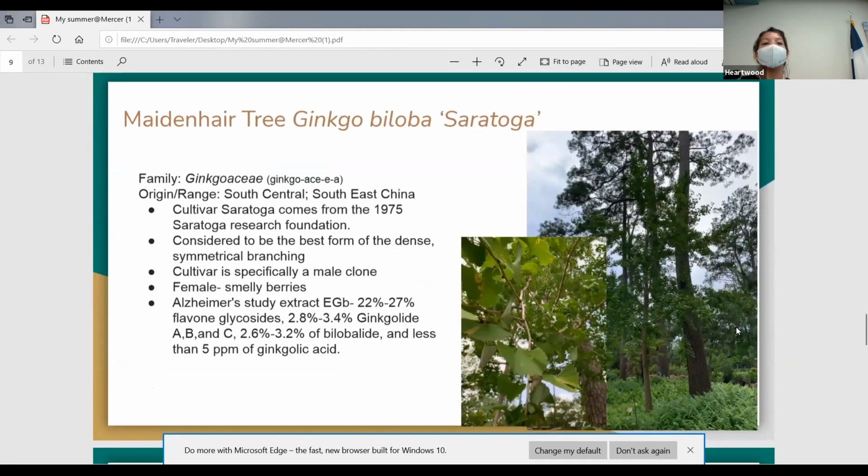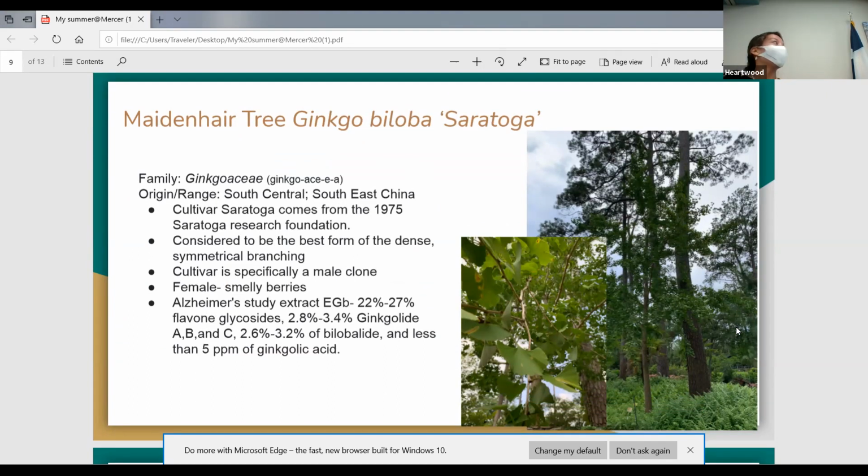Next, we have the maidenhair tree. Some may know it as the ginkgo biloba tree. It is a member of the Ginkgoaceae family. It is native to Southeast China. This cultivar that we have in the prehistoric garden comes from the 1975 Saratoga Research Foundation located in California. This is considered to be the best form for its dense and symmetrical branching. The cultivar is specifically a male clone. Fun fact, female ginkgos produce smelly berries.